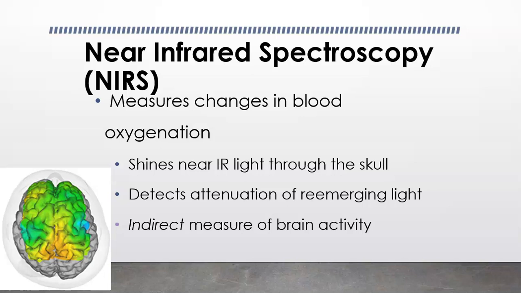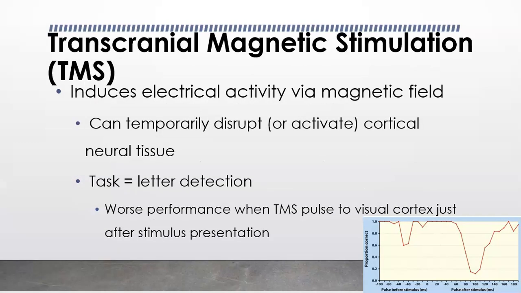Now, the last type I want to talk about is transcranial magnetic stimulation. So this isn't really an imaging technique. It's more a way to study the brain in a different way. What it does is it induces electrical activity via a magnetic field. So it's kind of like a big wand of magnetic fields. It's a stick with a circle on the end, and the circle is a magnet.